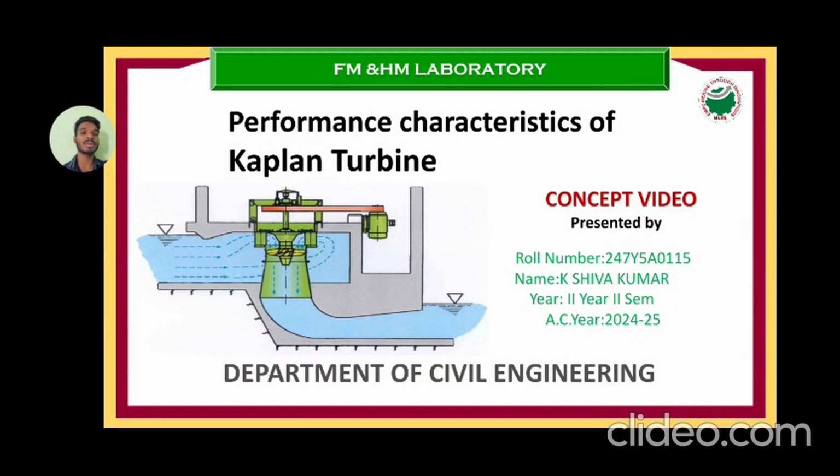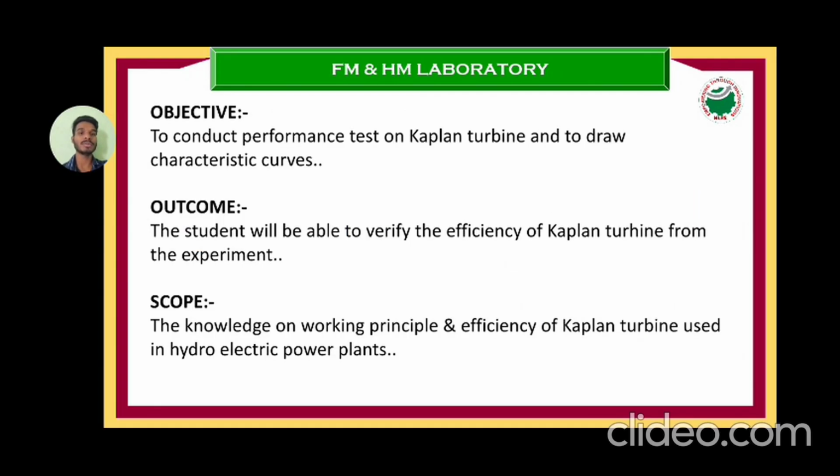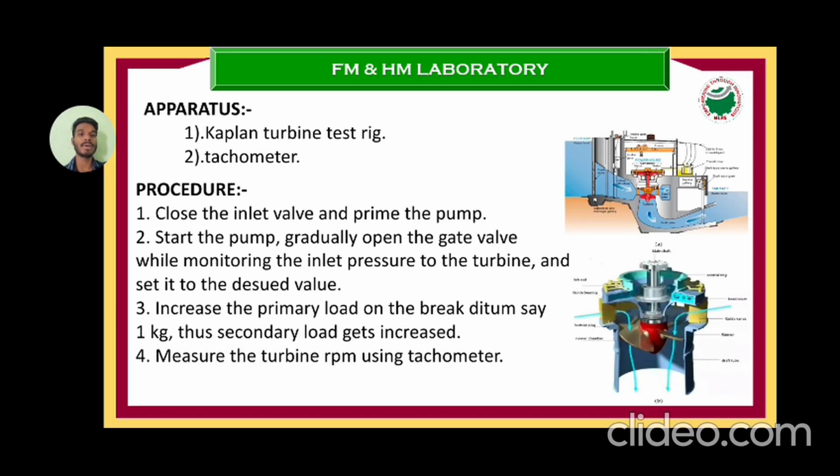Today I am going to present the performance characteristics of Kaplan turbine. Objective: to conduct a performance test on Kaplan turbine and to draw characteristic curves. The student will be able to verify the efficiency of Kaplan turbine from the experiment. Scope: the knowledge on working principle and efficiency of Kaplan turbine used in hydroelectric power plants. Apparatus: Kaplan turbine, test rig, tachometer.